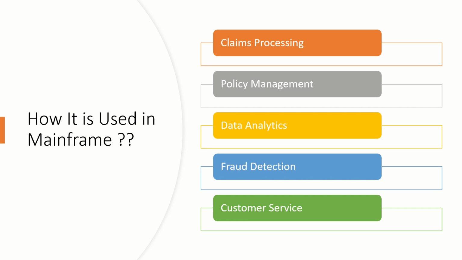Some of the important modules used in health insurance are, first, claims processing. Mainframes are used to process health insurance claims from providers. Mainframe systems can process high volumes of claims in a short period of time, and they are designed to handle the complex rules and calculations involved in determining claims payments.